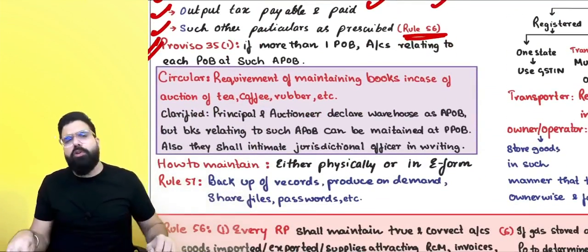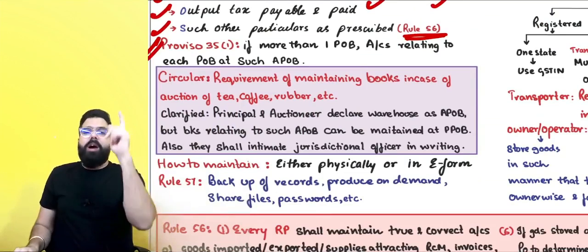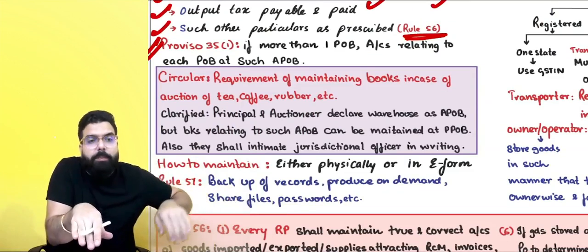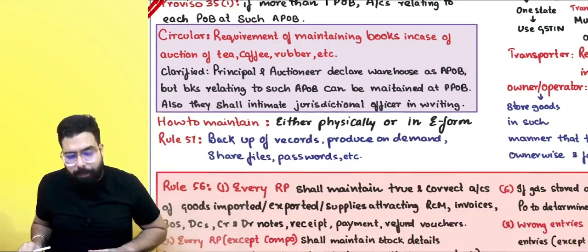Then we have the proviso to section number 35.1, which says, sir, if you have an additional place of business, meaning more than one place of business, then accounts relating to such place of business should be kept at such additional place of business.